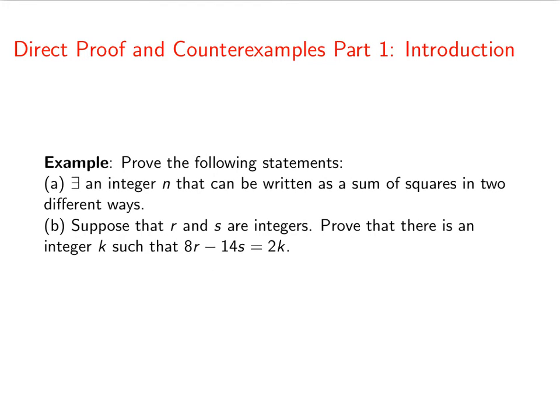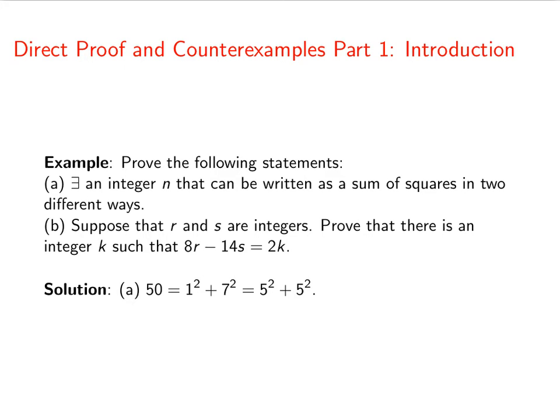All right, so let's prove these statements. There exists an integer n that can be written as the sum of squares in two different ways. The other one is, let's suppose that r and s are integers. Let's prove that there is an integer k such that 8r minus 14s is equal to 2k.